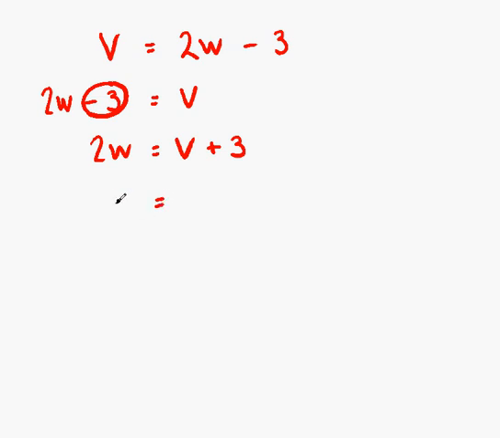So we want W on its own on the left hand side. We have 2 multiplying the W on the left. So if we move the 2 onto the right hand side, then it divides. So we have W equals V plus 3 divided by 2. The subject of the formula is now W, so this is our final answer.